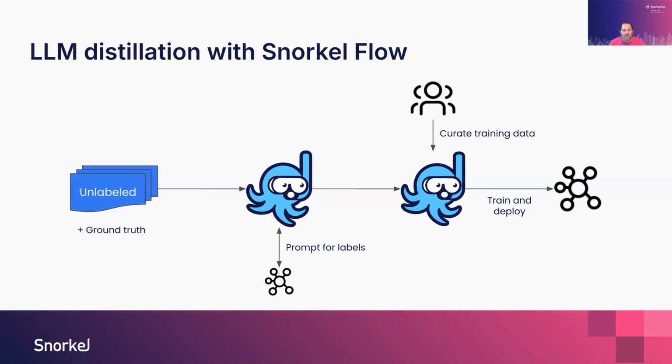And then finally, you can use Snorkel Flow to ultimately kick off training and deployment in the platform of your choice, whether that's AWS SageMaker or Databricks Mosaic AI, or Azure ML services. But Snorkel Flow serves as your central point here for performing these tasks and helping with distillation.